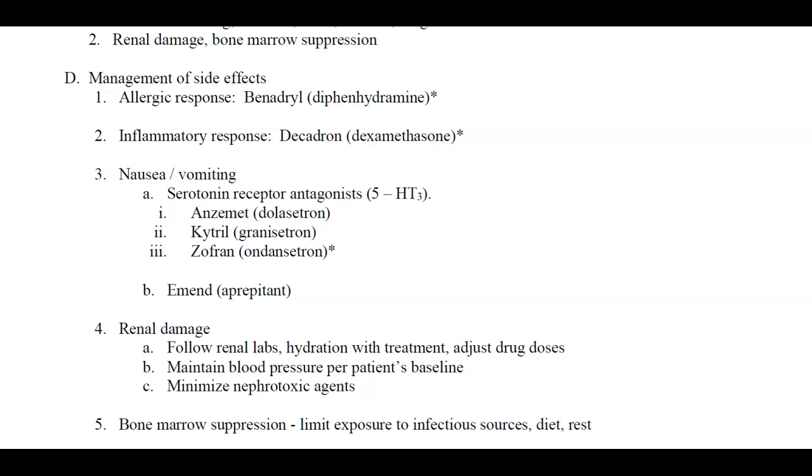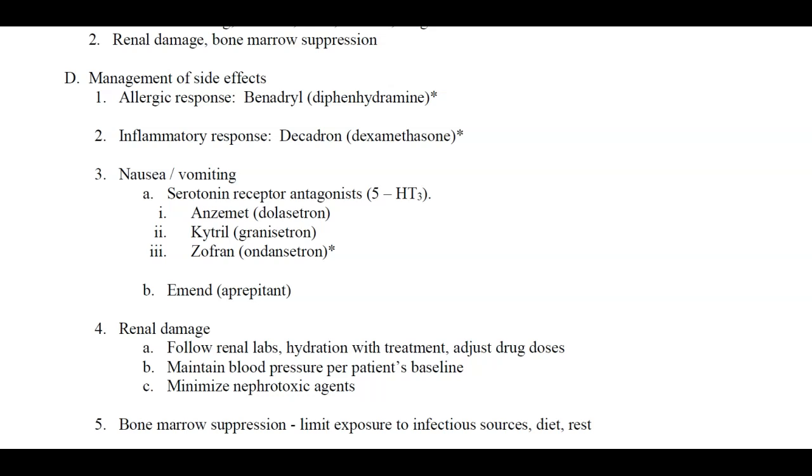We also have to remember that these drugs can suppress our bone marrow, so we need to make sure that we limit the exposure to infectious sources such as large crowds, maybe fresh fruits and vegetables, uncooked meat or meat products, or uncooked seafood, because this will increase the risk for getting opportunistic infection as well as actual infection from that type of food that we're ingesting. Also, it is very important for the patient to rest. Again, because we are suppressing the bone marrow, we are also suppressing the immune system.